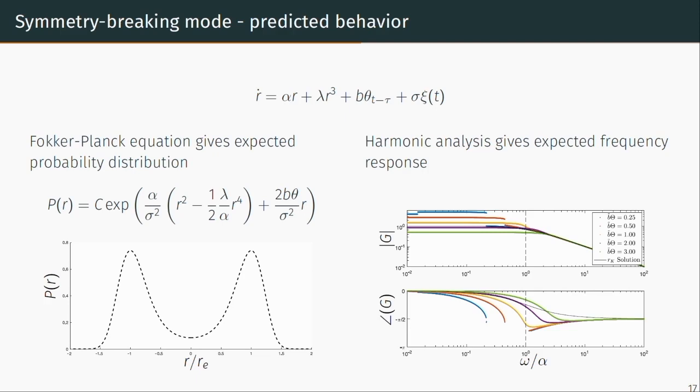We can also look for, if we put in a harmonic theta, so theta is some sine omega t, and we look for harmonic solutions in R, then we can try and obtain an equivalent frequency response. And one finds that we expect the system to act a bit like a first-order low-pass filter. So a strong response at low frequencies, and then some roll-off at a frequency corresponding to this parameter alpha.